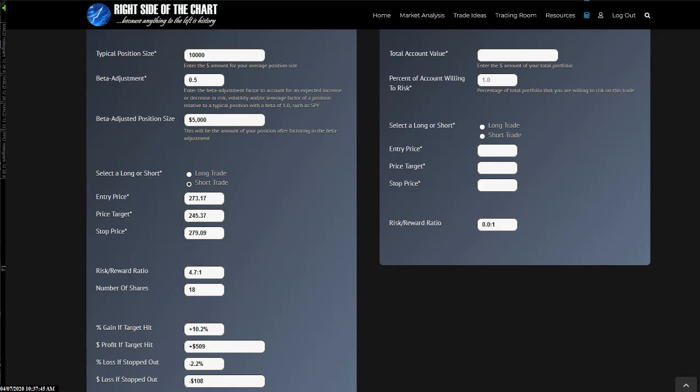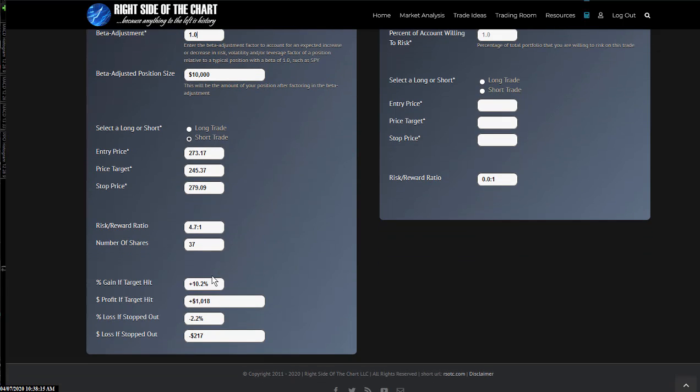And it'll also give you the number of shares based on the entry price. Now, I did this a little different. I didn't use SDS there. That was on SPY. So if we use SPY because it was a 1.0, let me go back to that. It's going to tell you to short 37 shares of SPY in order to give yourself that $10,000 position size, and then in actual dollar terms, what you're going to make or lose. So if we hit that final target, you're going to make 10.2%, which is $1,018 in profit. And if you're stopped out, you're going to lose 2.2% or $217.